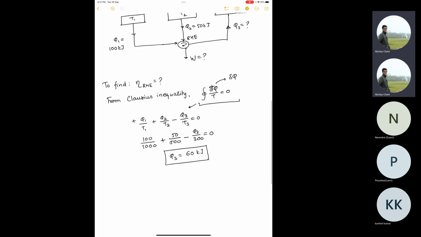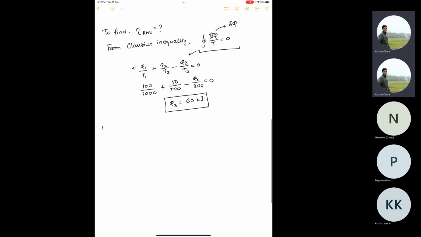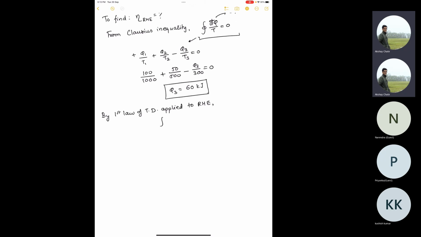Now for calculating efficiency, you need the work output also. So here you'll apply the first law of thermodynamics to the reversible heat engine. What is the first law for a cyclic process or a device operating in a cycle?